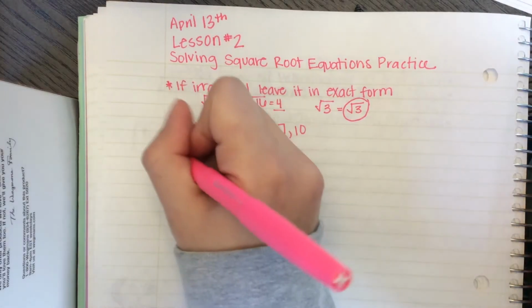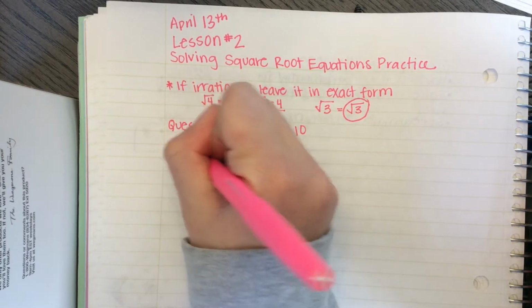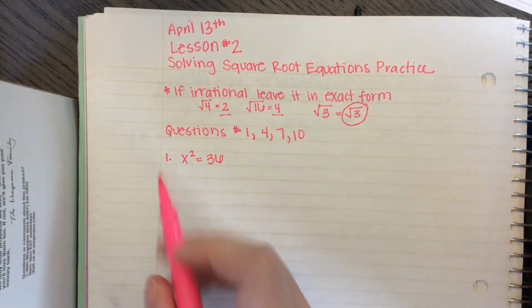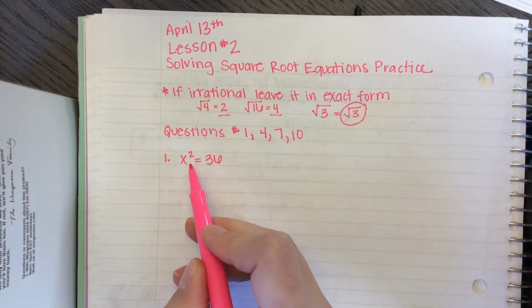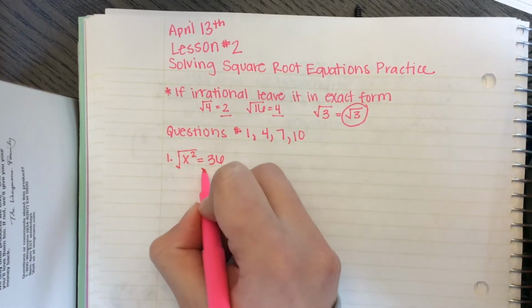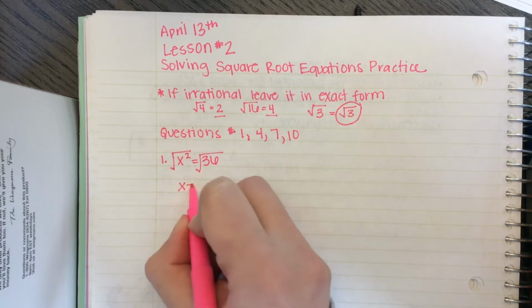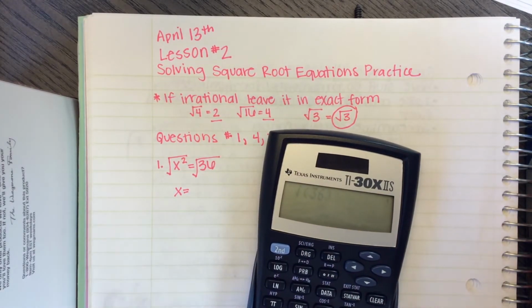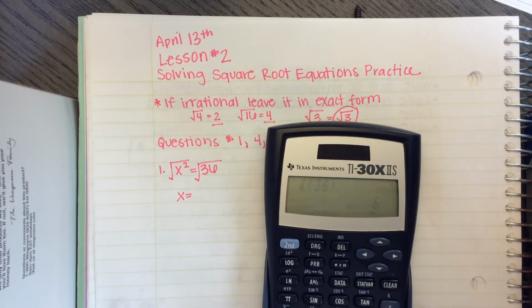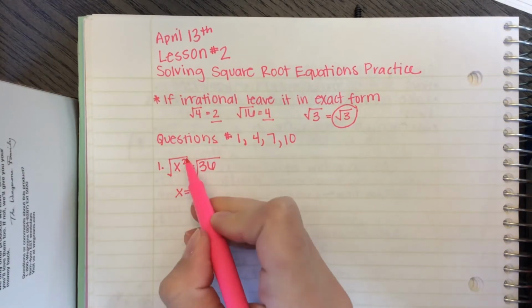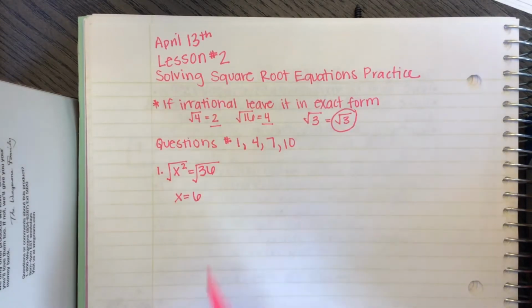So problem number 1 says x squared equals 36. This is probably the most simple example because it's an equation. So I see x squared. I know that the opposite of squaring something is taking the square root. So if I square root both sides, I get x equals, and I'm going to check my calculator. If you don't know your perfect squares, always check it. The square root of 36 is 6. So I can say that x is equal to 6 because the square root of x squared is x and the square root of 36 is 6.